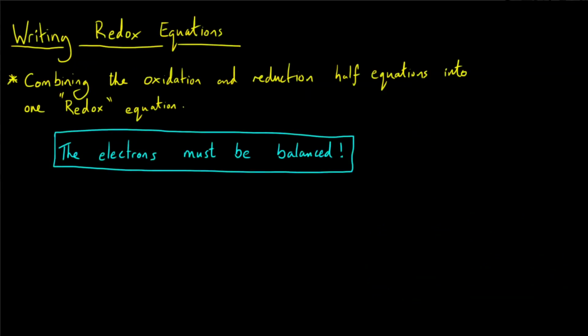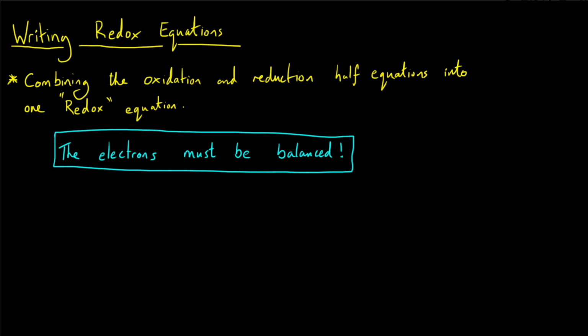Now, sometimes we can be asked not just to write these half equations that we've looked at here, but also to write a full redox equation. And that involves us combining together both of the half equations, the oxidation equation and the reduction equation, to write the overall redox equation. Now, this is quite straightforward. When we look at a couple of examples, you'll see exactly how straightforward it is.